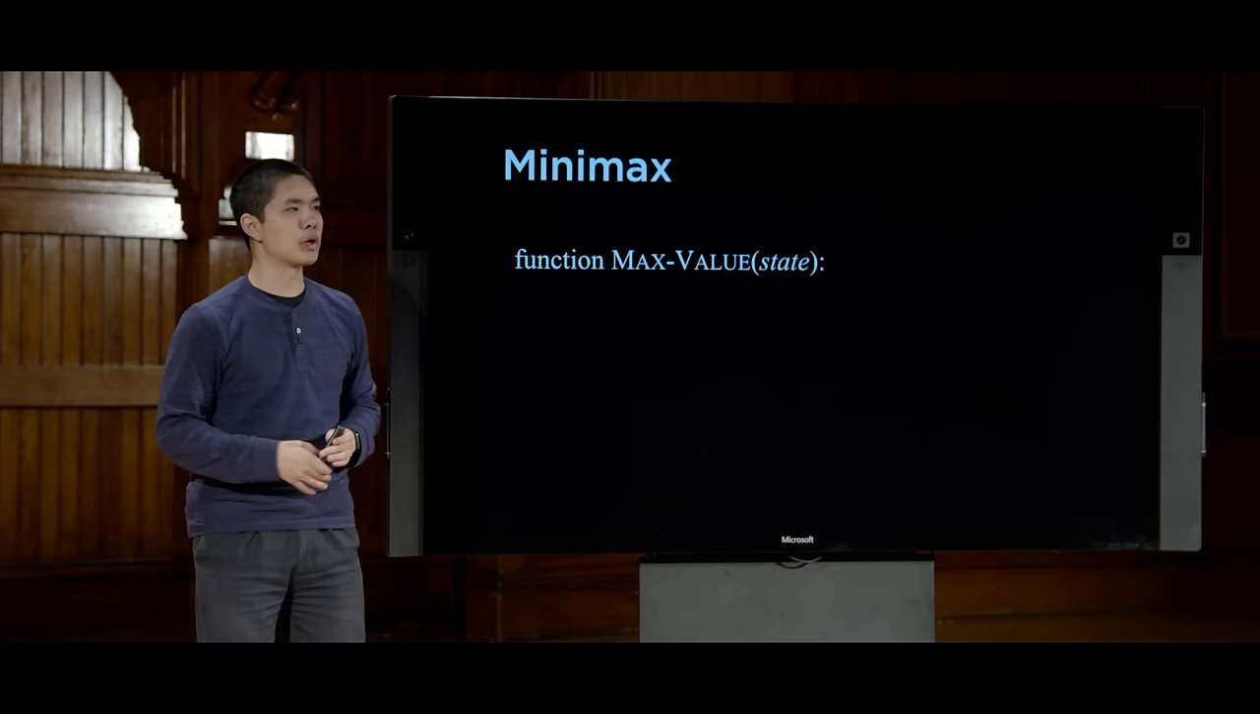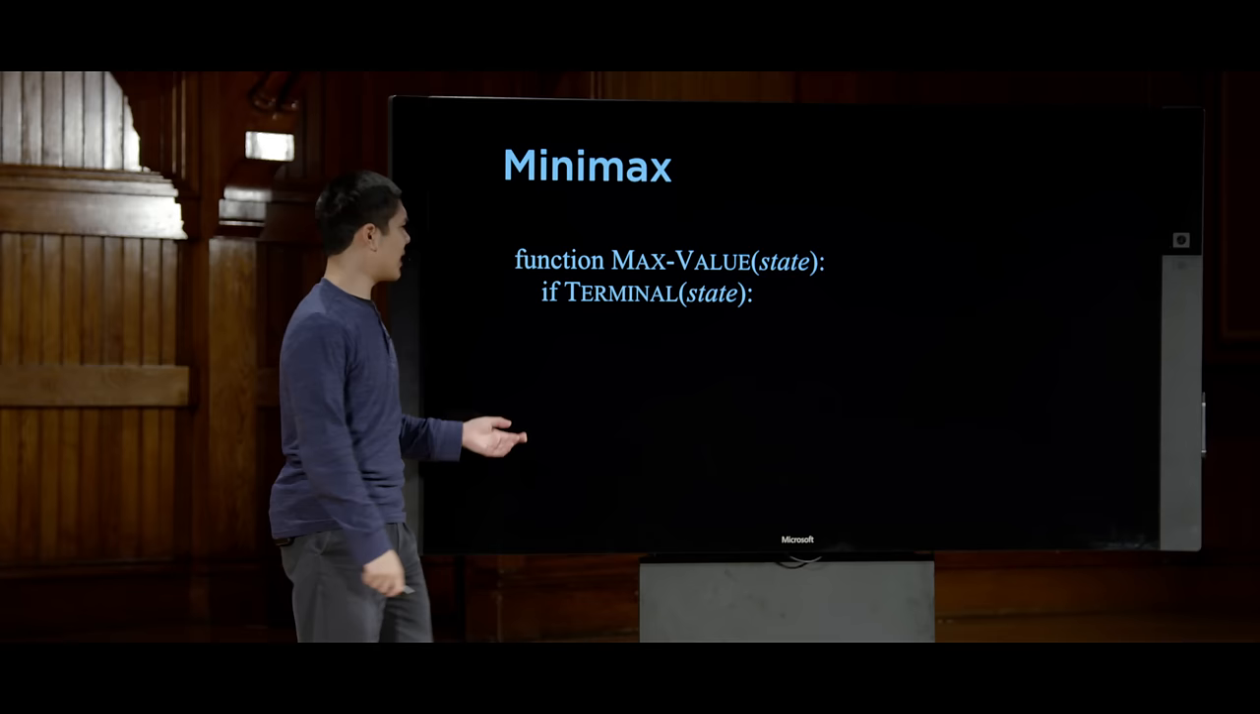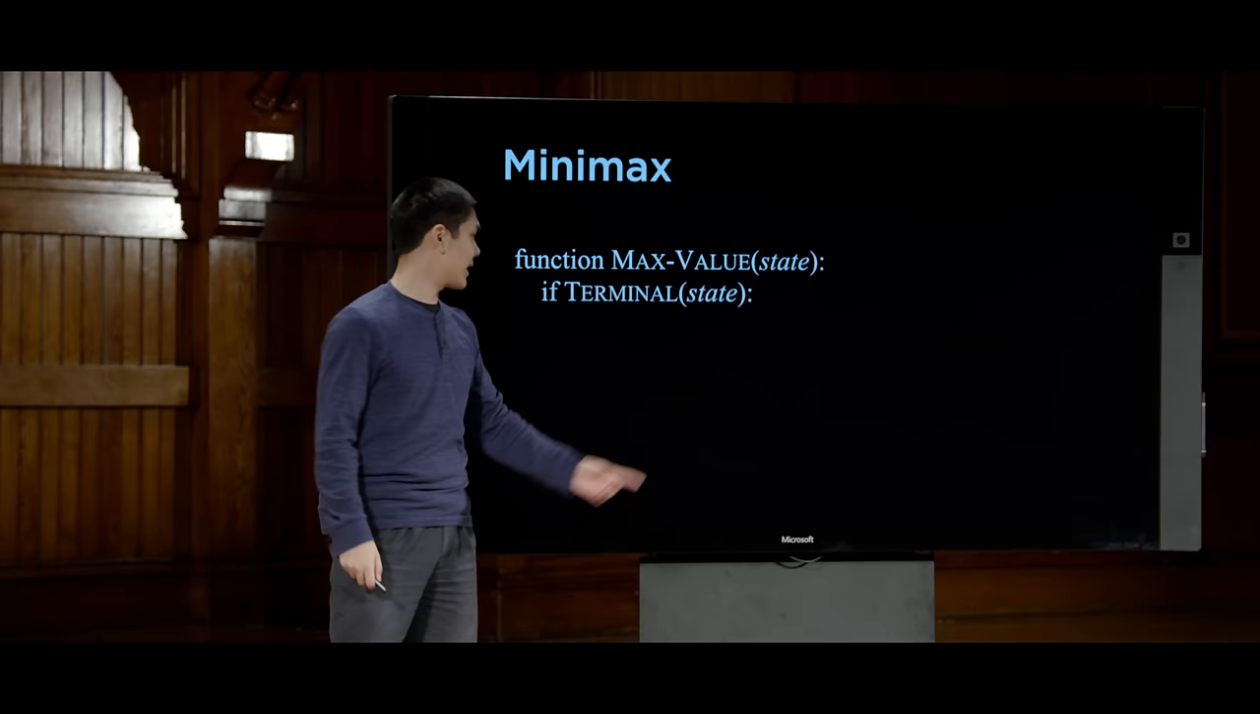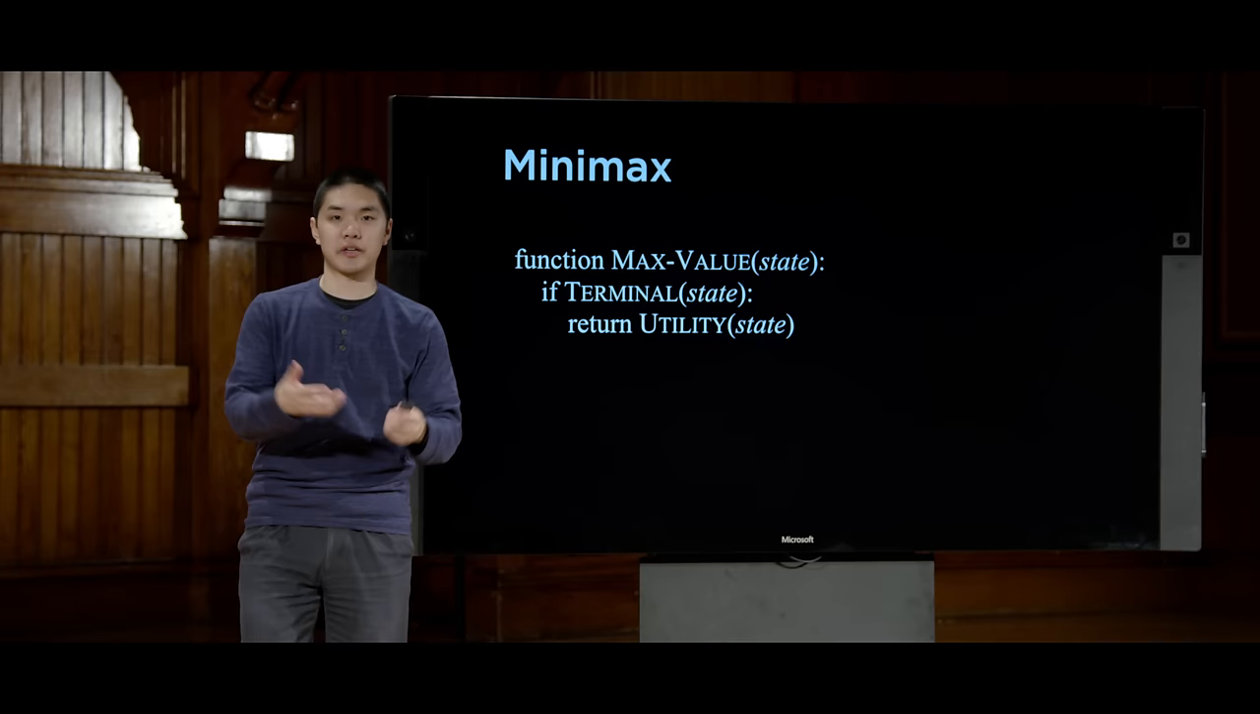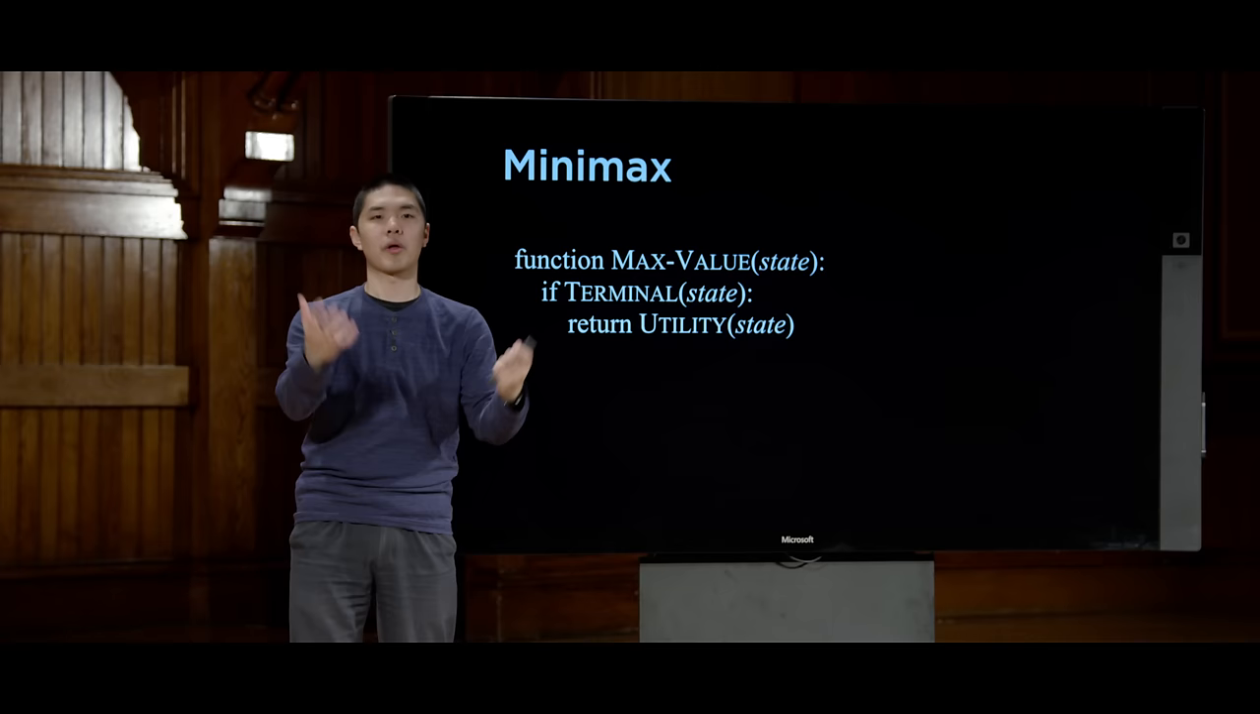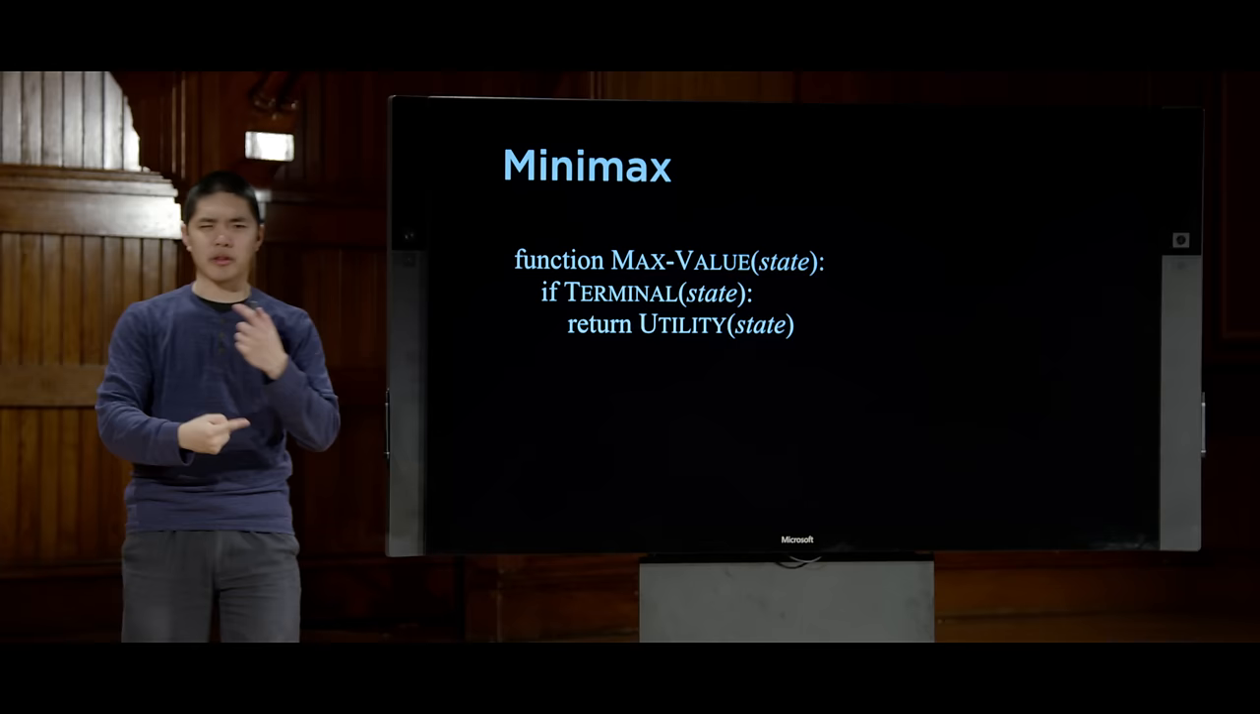Well, the first thing I can check for is to see if the game is over. Because if the game is over, in other words, if the state is a terminal state, then this is easy. I already have this utility function that tells me what the value of the board is. If the game is over, I just check, like, did X win? Did O win? Is it a tie? And this utility function just knows what the value of the state is. What's trickier is if the game isn't over, because then I need to do this recursive reasoning about thinking, what is my opponent going to do on the next move?